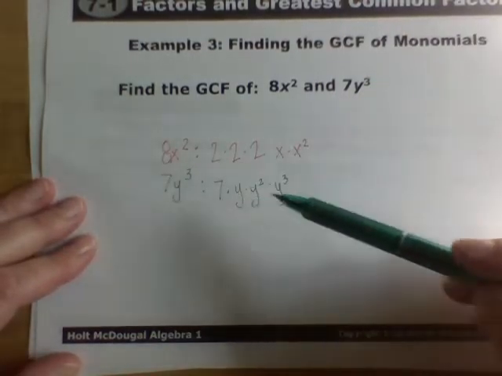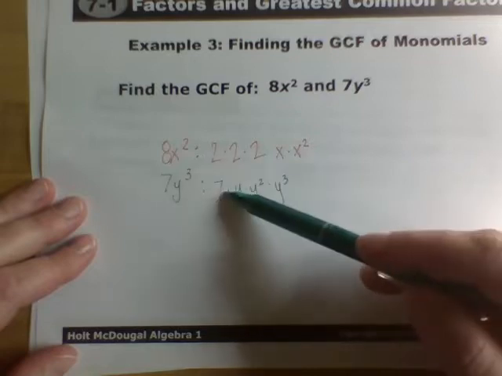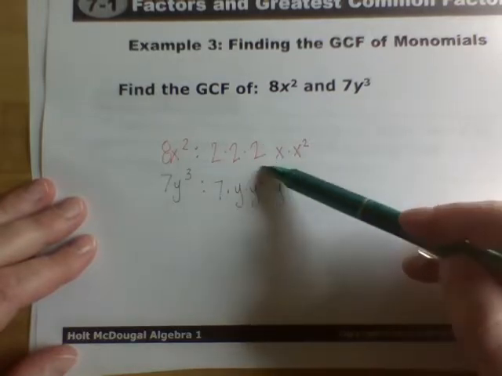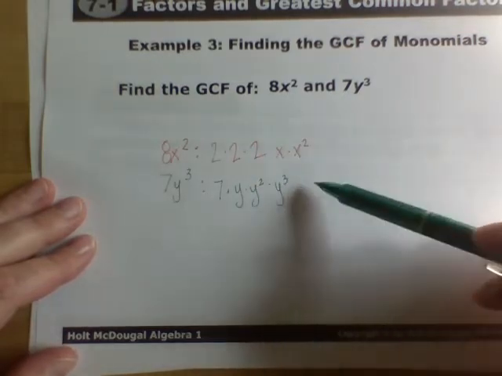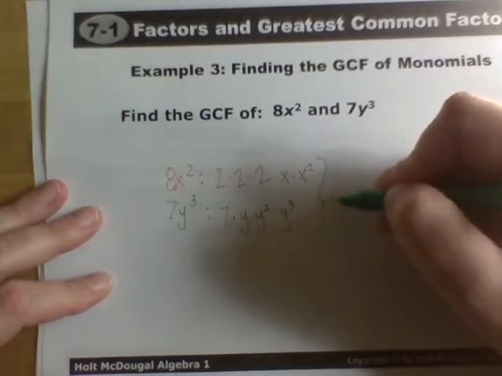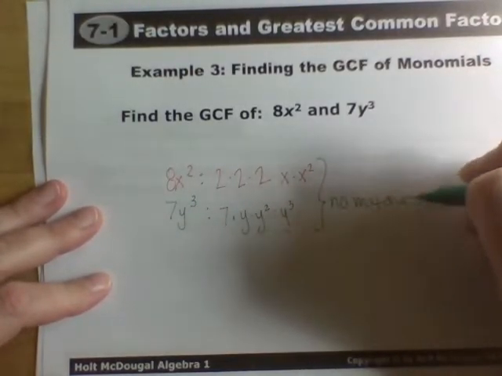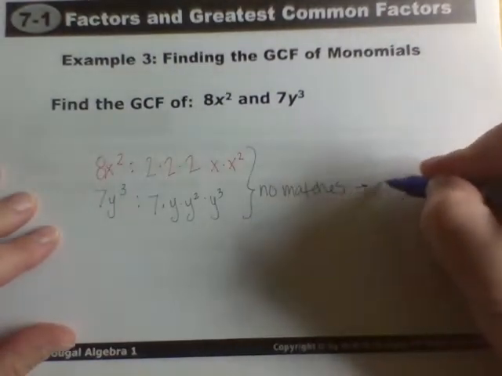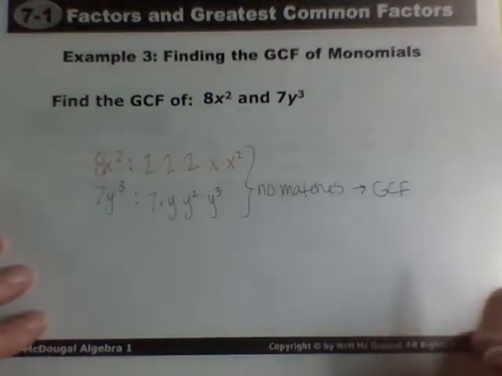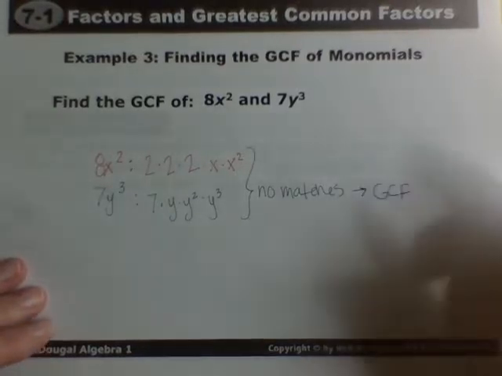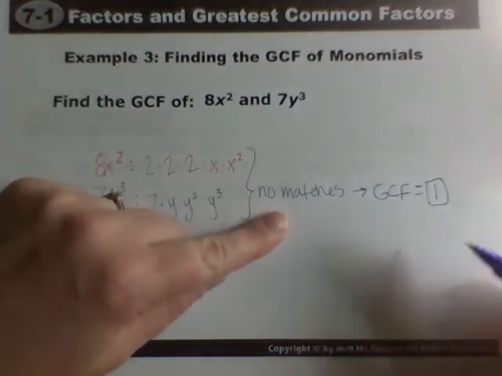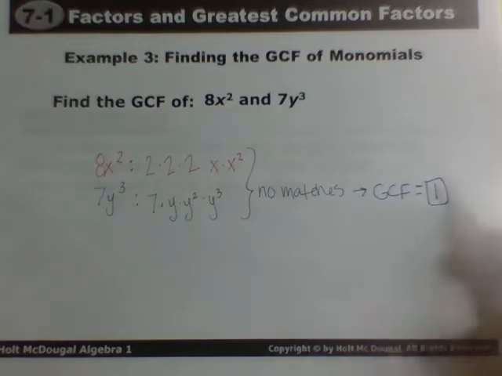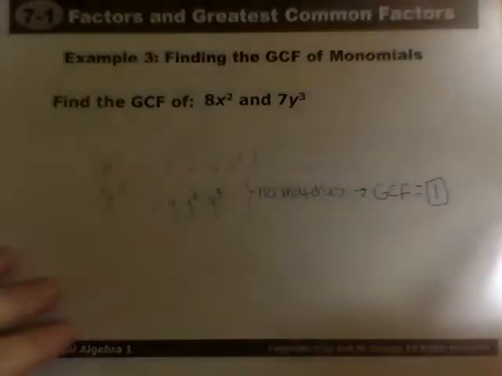So if we're looking for alike things, again, 2's are up here and there are no 2's here. 7's, no 7's. X's, no X's. So it turns out that there's nothing necessarily alike. And when there are no matches, that means that the GCF is the thing that goes into all numbers and values. So 1. So anytime that you have no matches, the GCF is going to be 1 because everything can be divided by 1. All right, next piece.